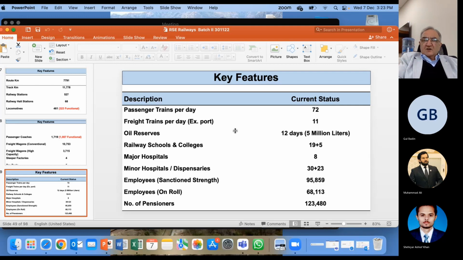Why? Because we could not maintain those tracks, and the speed was limited to 25 kilometers per hour. In some places it was 15 kilometers per hour. In some places maybe 40 or 50 kilometers. But mostly the journey time was much more between Malikwal and Bhera. So that same day I decided, okay, close this section down.